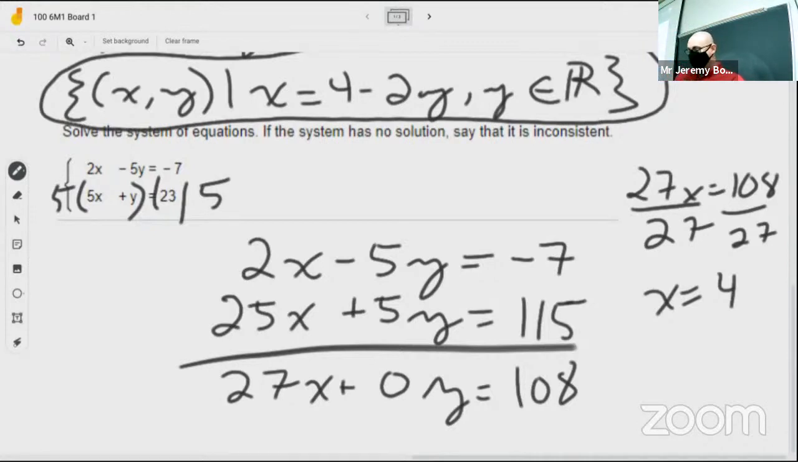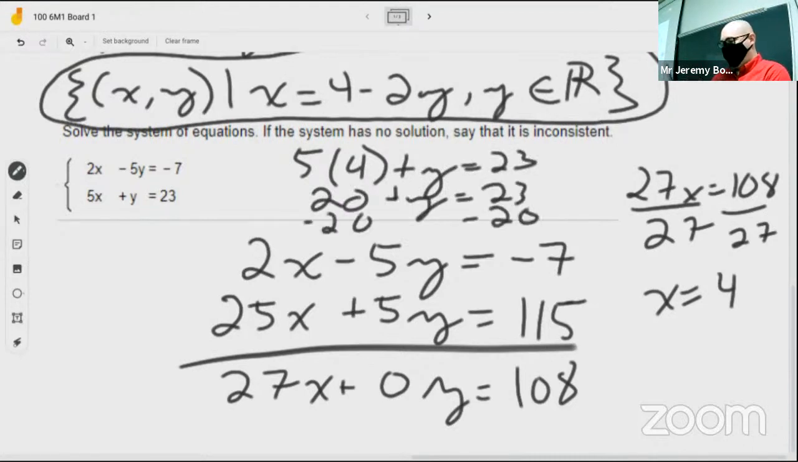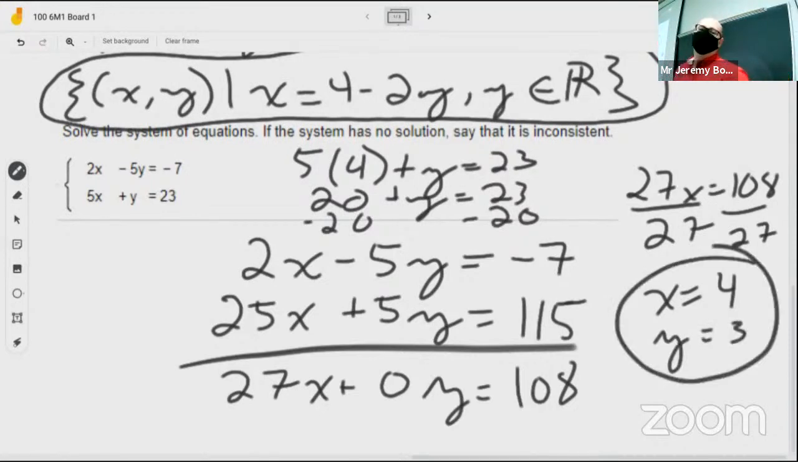So now we got one part. We know now that it's consistent and independent. It's going to be one point where they intersect each other. It's always the one that I like to use here. So this is going to be 5 times 4 plus y is equal to 23. That's going to be 20 plus y is equal to 23. And you can subtract 20. You get y is equal to 3. So those are going to intersect at the point 4, comma 3.